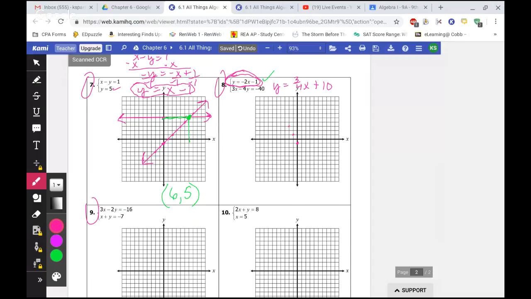Up 2, left 1. Up 2, left 1. If I go down from my y-intercept, I'm going to go down 2, right 1. Down 2, right 1.